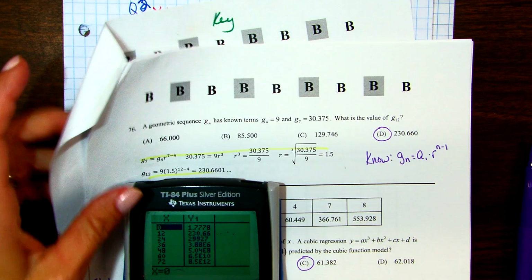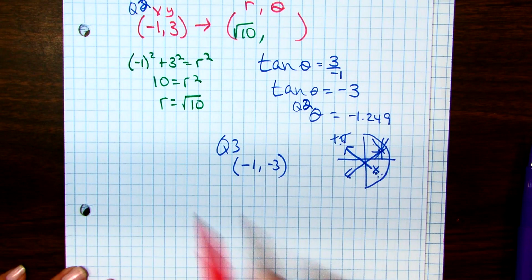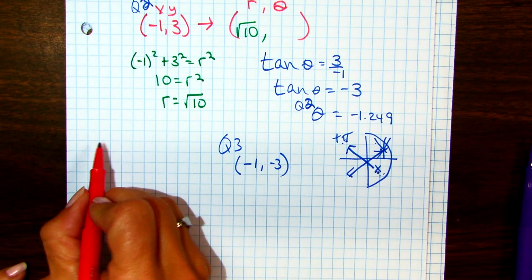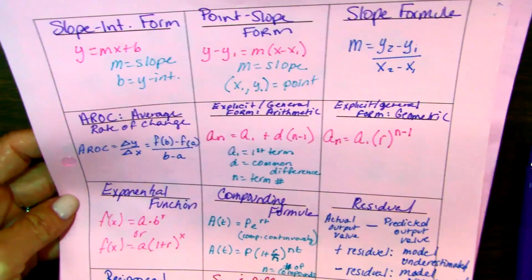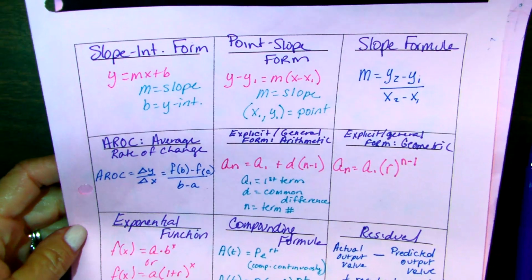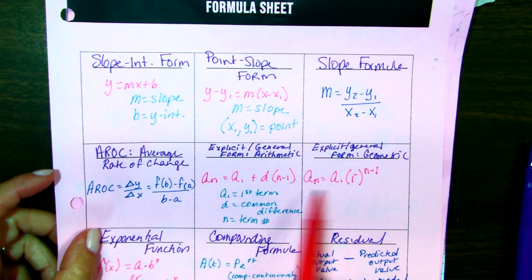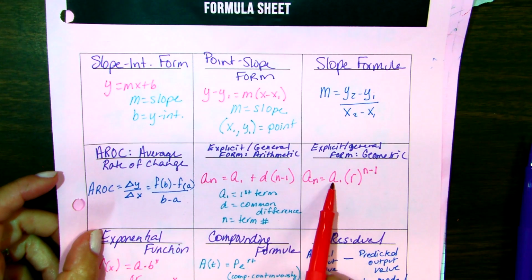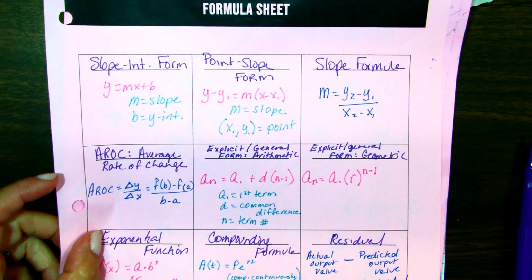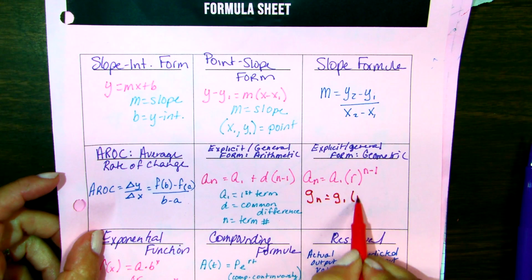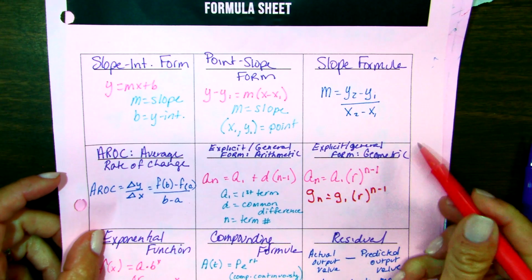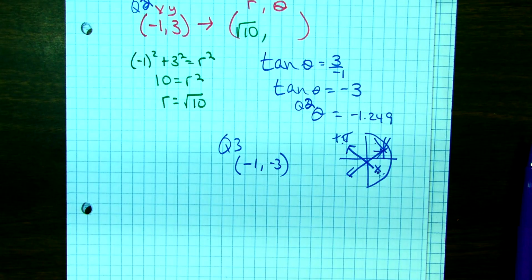How did I know? Because one of the formulas you're supposed to know is that for geometric sequences, you can use G sub n and G sub 1 or A sub n. You know what I mean? I kind of like G sub n better, but that's exponential. So the calculator will do it for you. So much easier. So much easier.